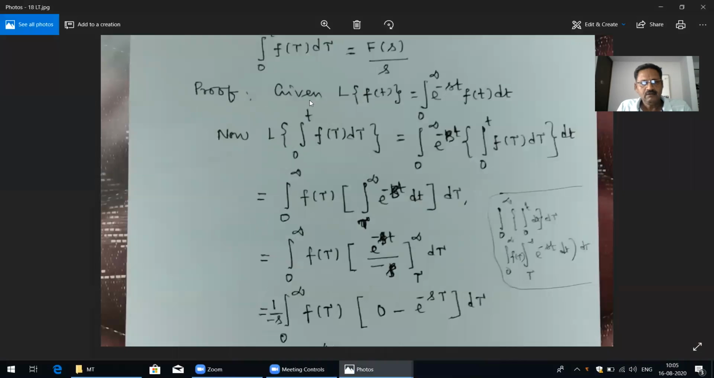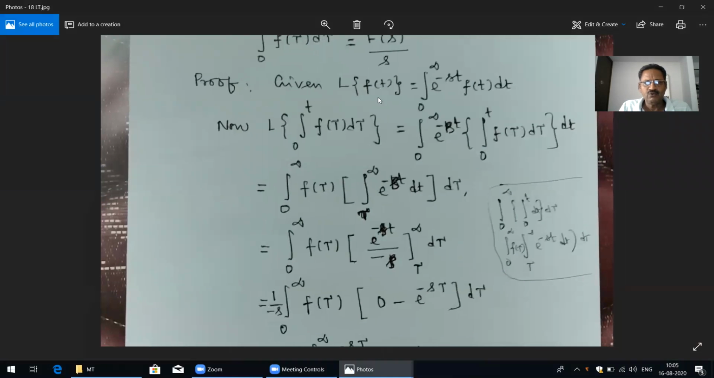Now, given, what is the Laplace transform of f of t? It is equal to the integral from 0 to infinity of e power minus st f of t dt. That is the definition. Here, what is the Laplace transform of the integral from 0 to t of f of tau d tau? Just very simple logic. Here f of t is this one. We have to replace f of t. Clear?